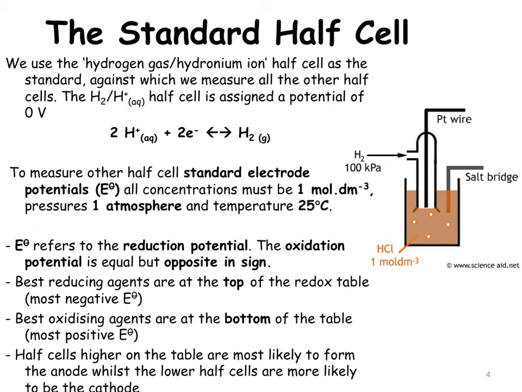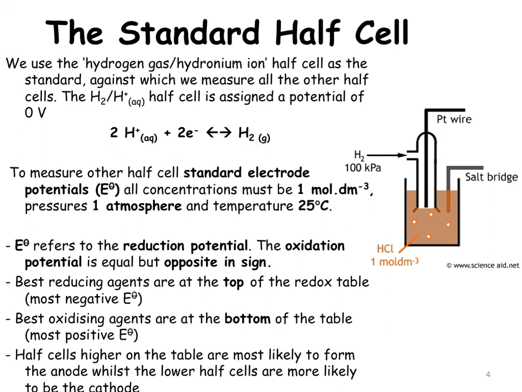This thing here is called the standard half cell, and it's what we measure everything else against. If you look at the redox table, it's right in the middle of the redox table, and it has a potential difference of 0. So all we do is we measure all the others against this as a standard. That's all. So we need to know off by heart, what does it look like? The hydrogen gas or hydronium half cell is the standard against which we measure all the others, and we give it a 0.